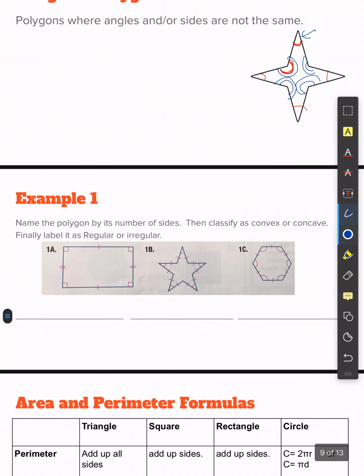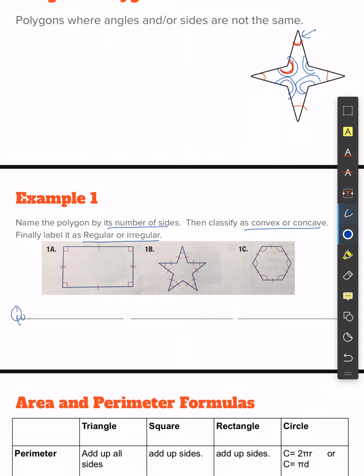Okay, so example 1, let's label these things in 3 ways. We're going to name the polygon by the number of sides, we're going to classify it as convex or concave, and then we're going to call it regular or irregular. Okay, so the first one, 1A, has 4 sides. That's a quad. We can just abbreviate here, that's fine. Is it convex or concave? So I can do my little test here if I wanted to do my test. This one's pretty straightforward though. It's going to be convex. There's no cave to it.